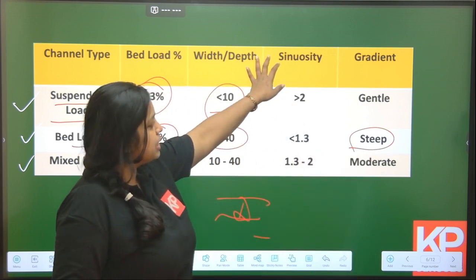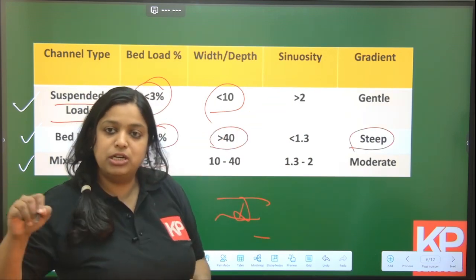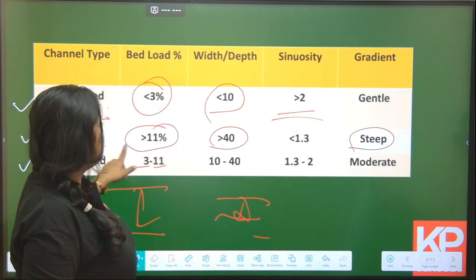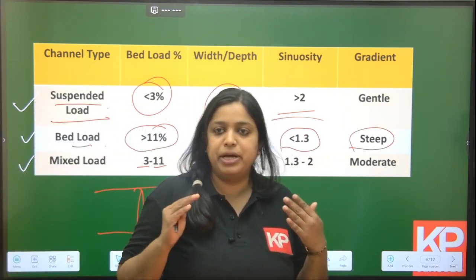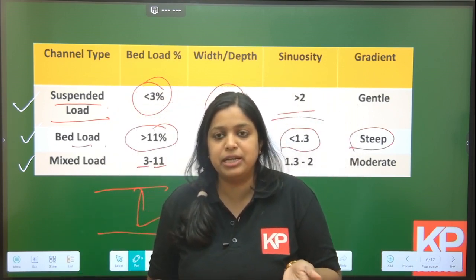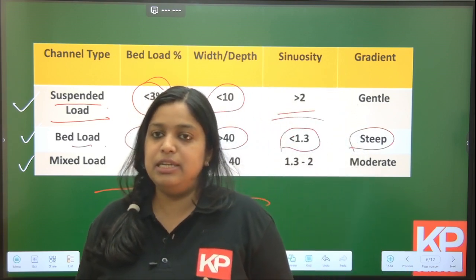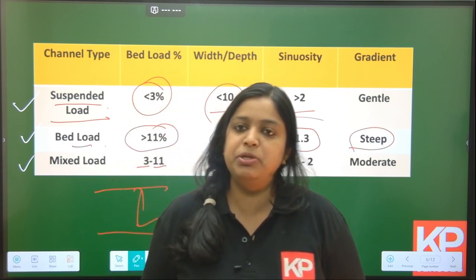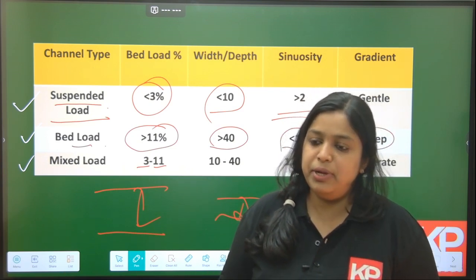And then when it comes to sinuosity, suspended load channels are usually sinuous, much more curving. Their sinuosity value is greater than 2. Whereas for a bed load channel, the sinuosity value is less than 1.3. So bed load channels are comparatively straighter than suspended load channels. Bed load channels usually form at much steeper terrain. Suspended load channels usually form at gently dipping or gentle gradient terrain. Width to depth ratio is much lesser in suspended load channels, and much higher in bed load channels.